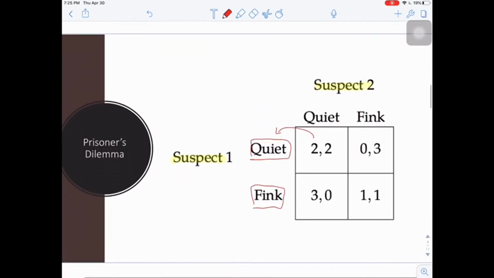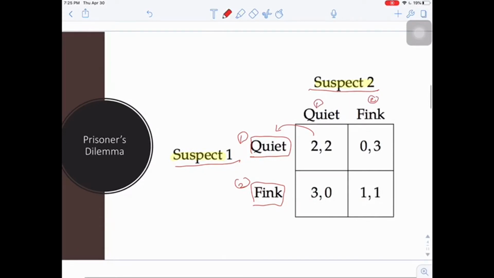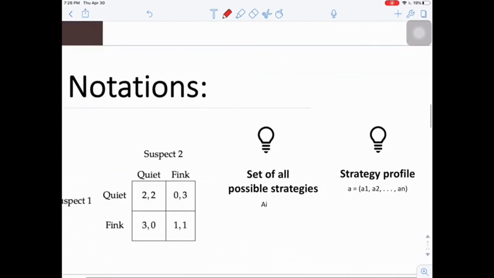So we come to the most classic question in game theory, the prisoner's dilemma. We have two players, suspect 1 and suspect 2, and suspect 1 can choose from be quiet or think. Suspect 2 also can choose from be quiet or think. And to continue with this prisoner's dilemma game, we have some very important notations that I want to go through with you first.